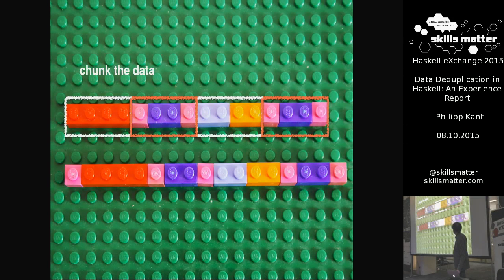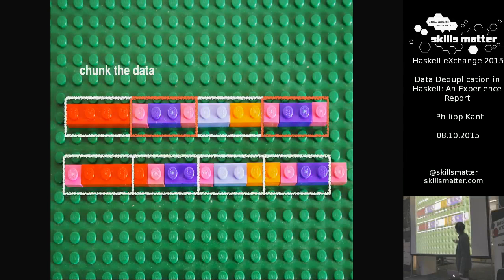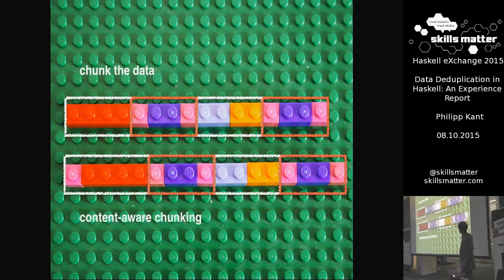Now let's look at what happens if we change the data slightly. Here in the second line, we have basically the same data, but we've inserted one brick at the beginning. And if we chunk this in the same way, then we see that indeed every chunk has changed. This is because the data has moved to the right, but the chunks haven't changed at all. So the image that we would like to have would be this one, that we have only one chunk that has changed, and the other ones stay the same.